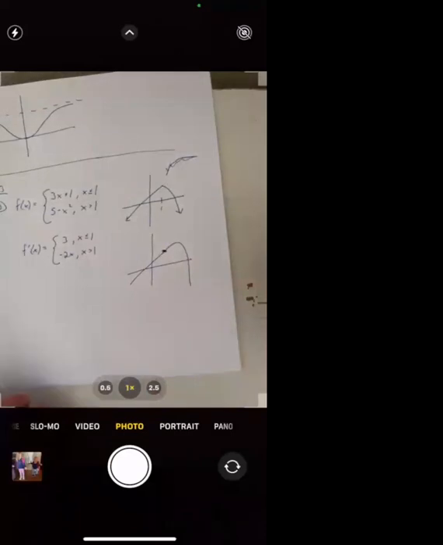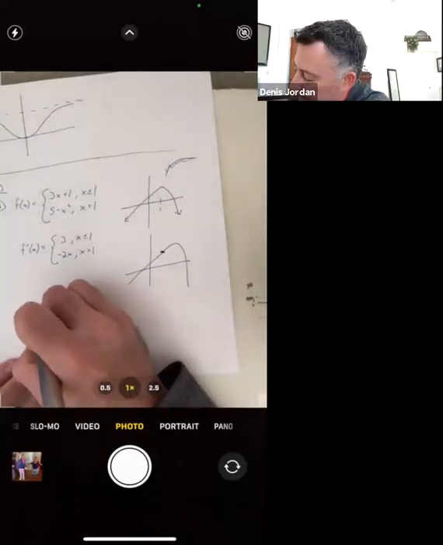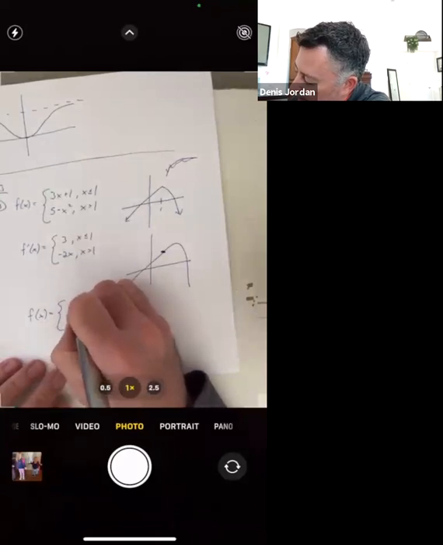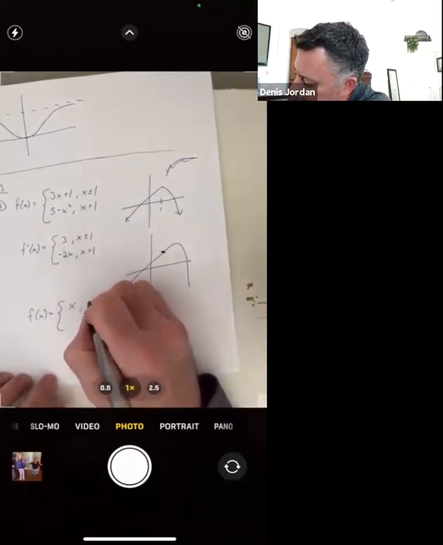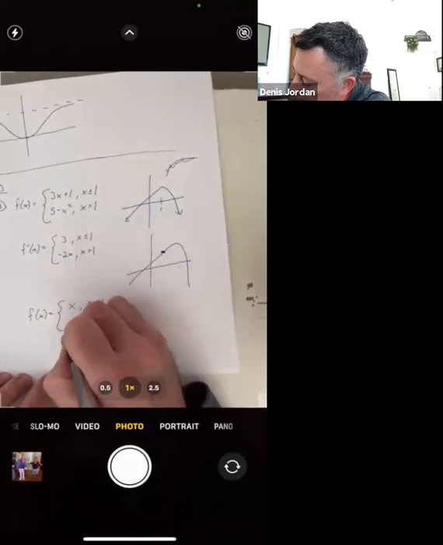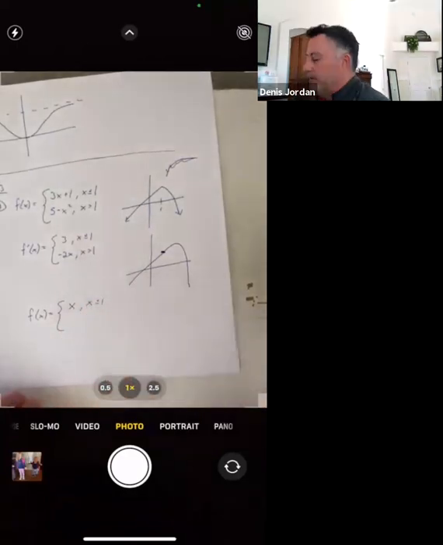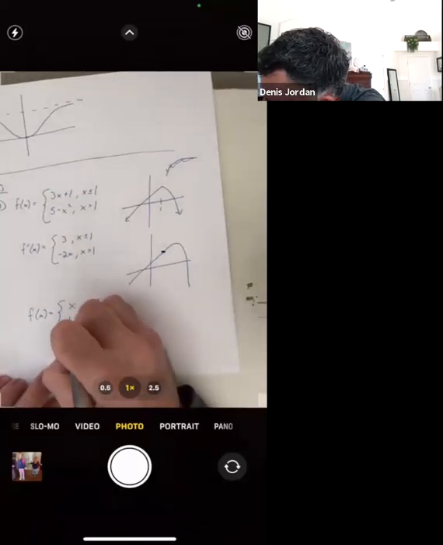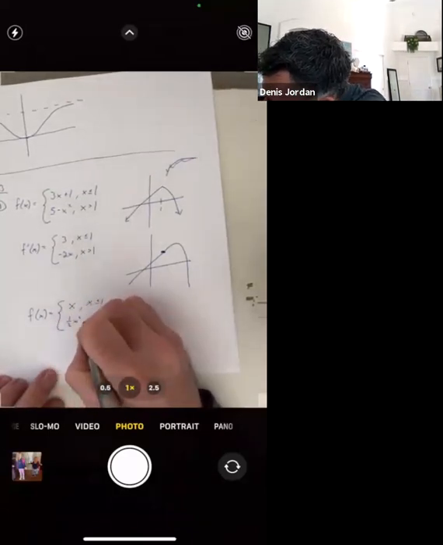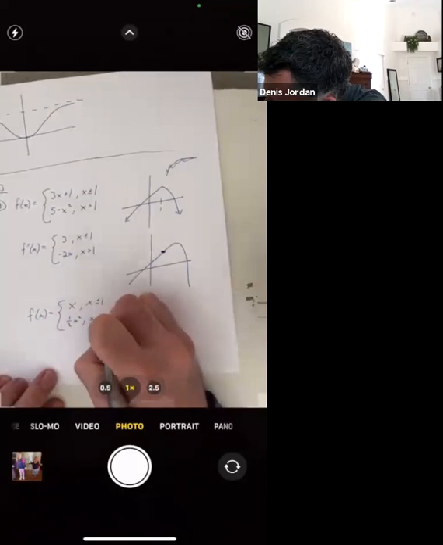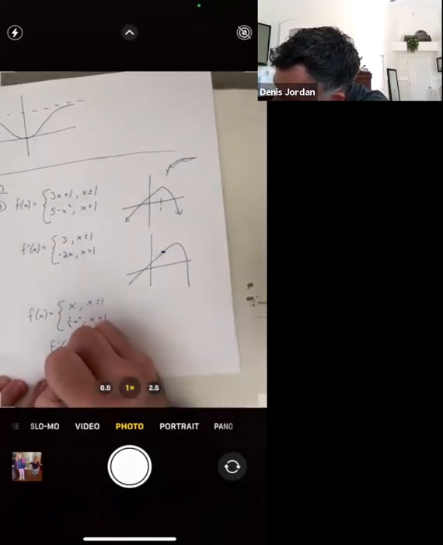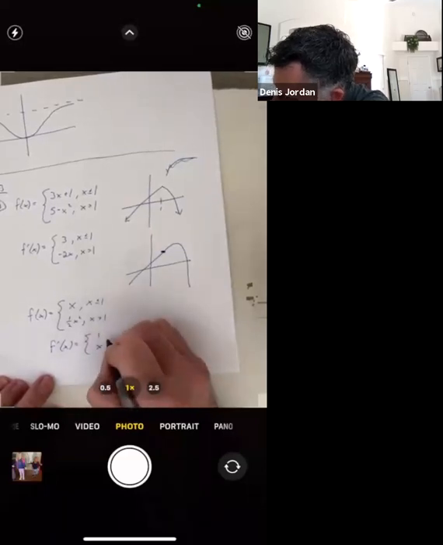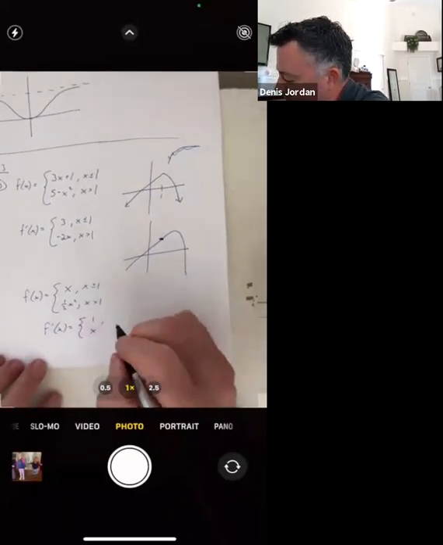Yeah. So I think it would be like if f of x was x, and then 1/2 x squared. Yeah, now it would not be a critical number.